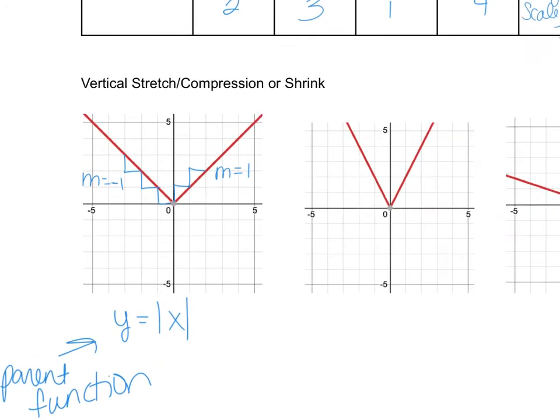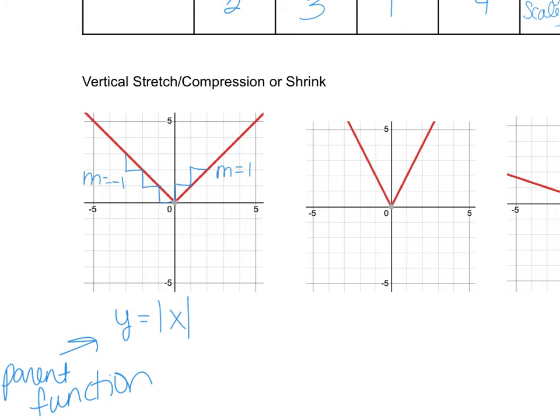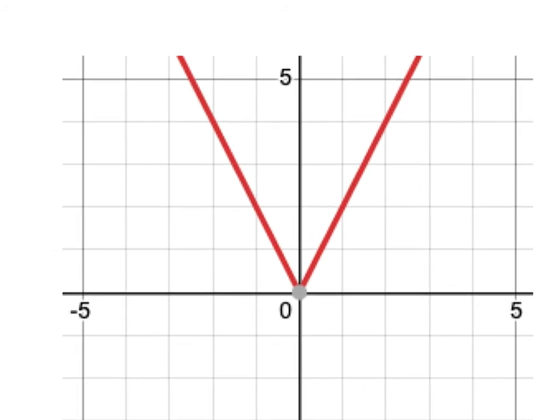Okay, let's look at this one. It has the same vertex at 0, 0, but this time it's more narrow. So it looks like it has been stretched. So this is a stretch. Remember, we always have to find the scale factor for a stretch. How you do that is you figure out what the slopes of the lines are. So on the right side, it looks like they go up 2, right 1, up 2, right 1. So this slope would be positive 2. Then on the left, it looks like they go down 2, right 1, down 2, right 1. So this slope would be negative 2.